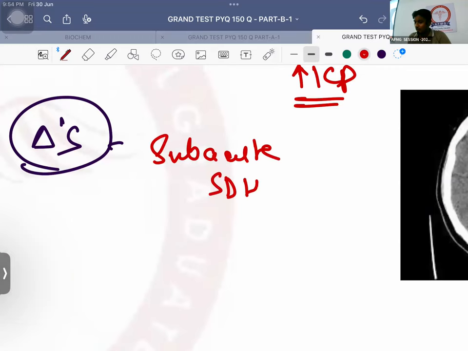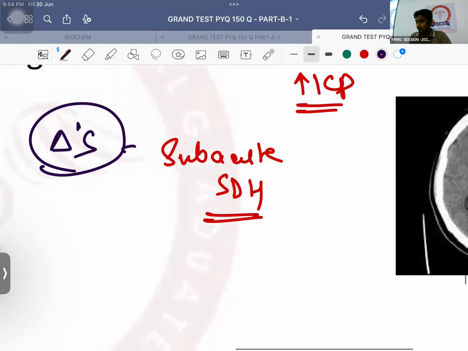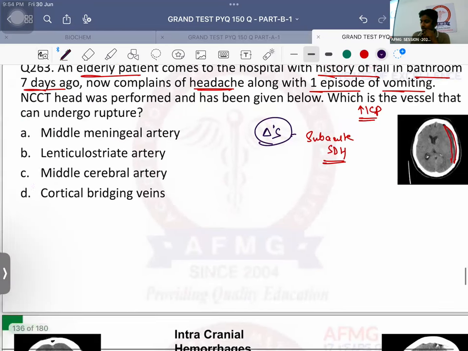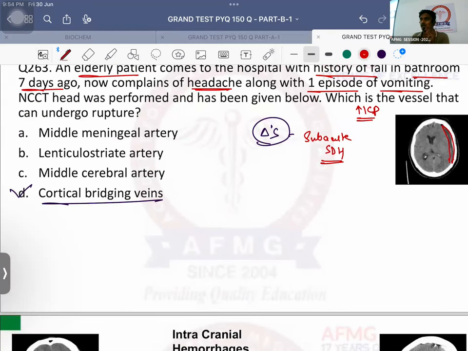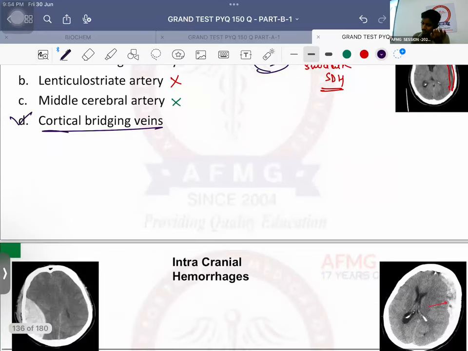Okay. So what is the most common vessel which bleeds in subacute SDH? It is the cortical bridging emissary veins. This is the only venous intracranial hemorrhage. No issues with this. MMA bleeds in EDH, with biconvex opacity. Lenticulostriate artery or Charcot's artery bleeds in intracerebral or intraparenchymal hemorrhage. Most common site is putamen, seen in elderly patient with uncontrolled hypertension. Middle cerebral artery usually does not bleed. It has ischemia, most chances of causing ischemic stroke.